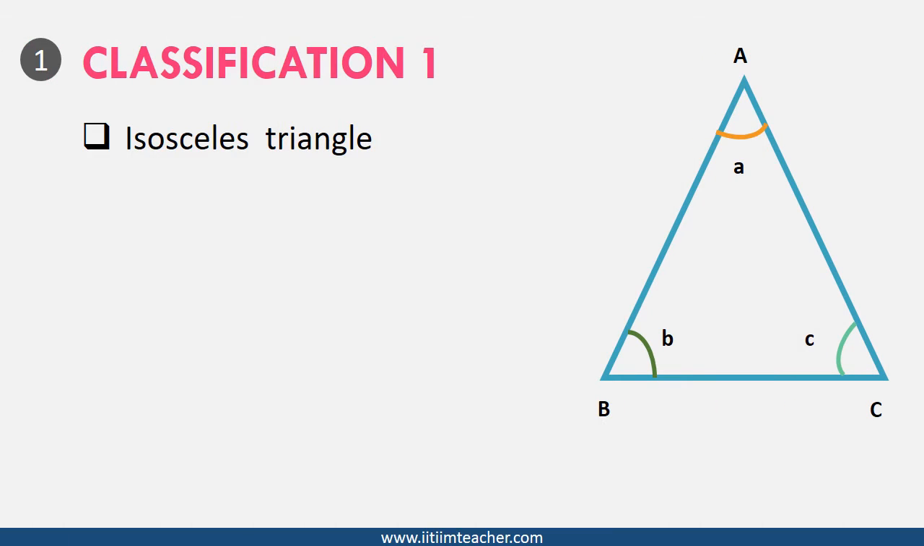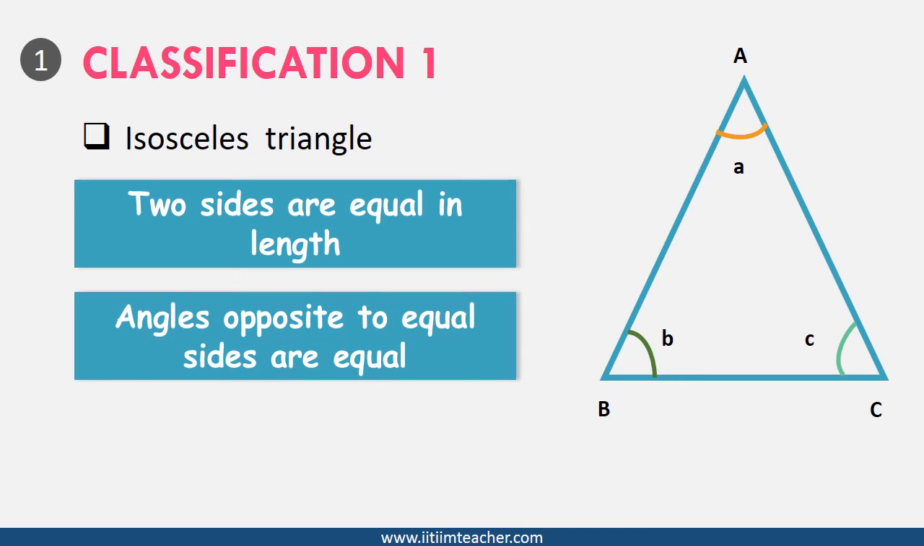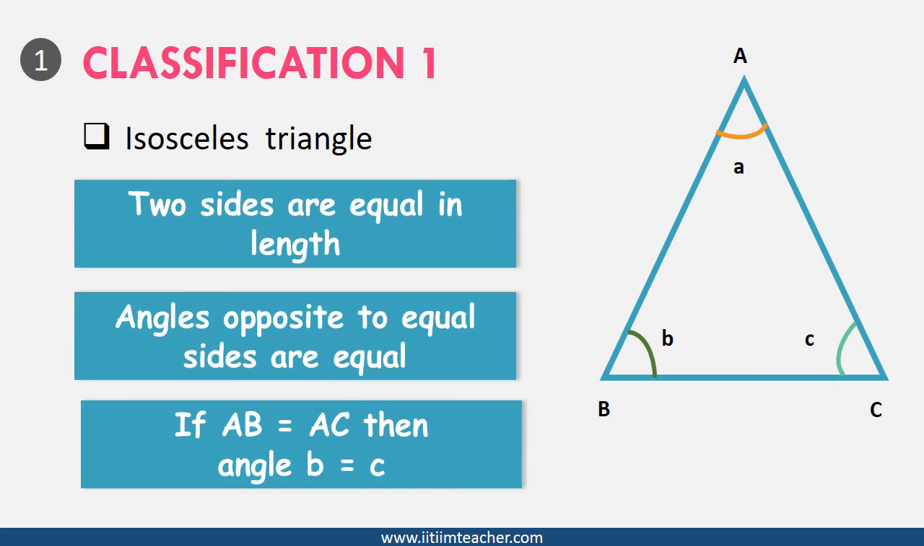Next one is isosceles triangle. So here, two sides are equal in length. It could be any two sides. Any two sides of equal length, then the triangle is called isosceles triangle. And what about the angles? Angles opposite to these equal sides are also equal. For example, in the triangle shown aside, if AB is equal to AC, then the angles opposite to them are also equal. That means angle B is equal to angle C.